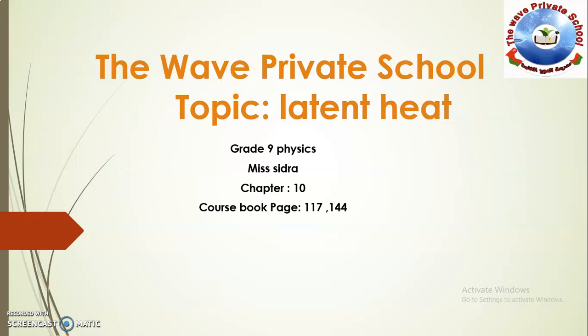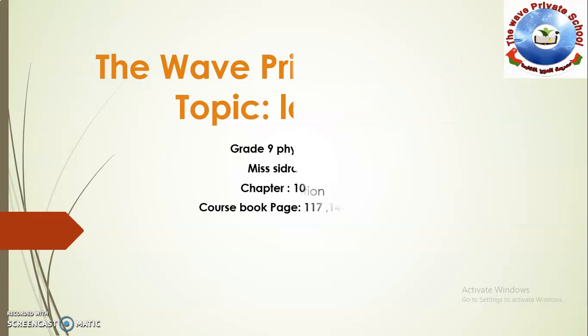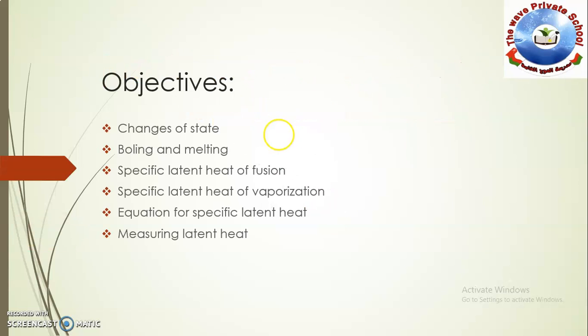Today our topic is latent heat. This is grade 9 physics chapter number 10 and you will find this topic in the course book pages 117 and 144. In this topic we have some objectives.